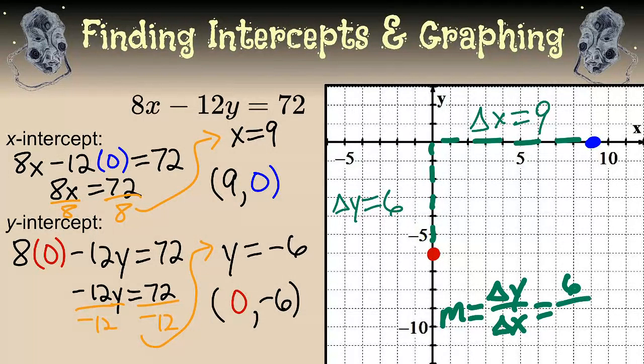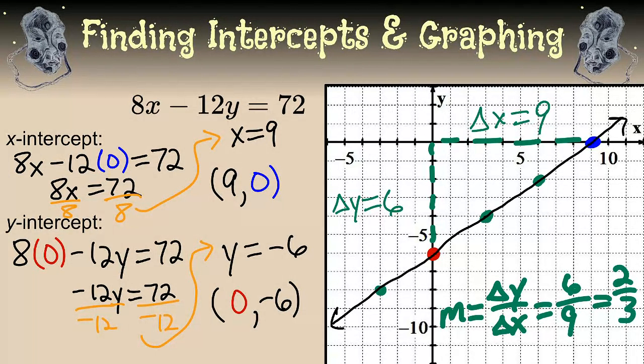Delta y is 6, delta x is 9, so it's 2 over 3. So up 2 to the right 3, up 2 to the right 3, up 2 to the right 3. There we go. So we can put those points in, and the reason why that's useful sometimes, down 2 to the left 3, is so that when we connect our line, it can just be a little bit more accurate through those points in here.